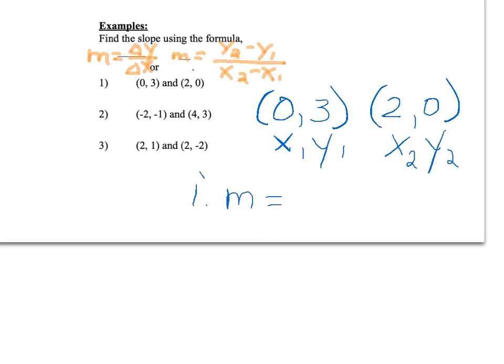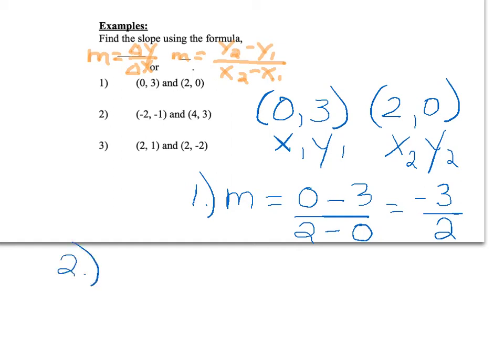And so we have m equals our y2, which is 0, minus our y1, which is 3, over our x2, which is 2, minus our x1, which is 0. This simplifies to a negative 3 over 2. The second ordered pairs that we have here are negative 2, negative 1, and 4, 3.